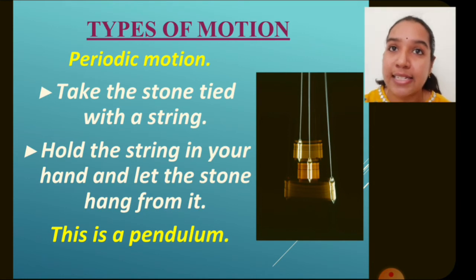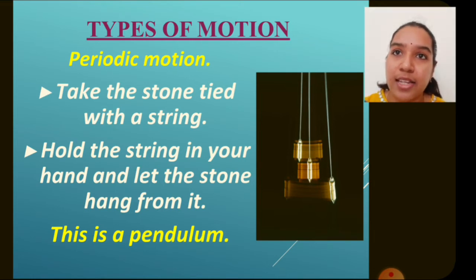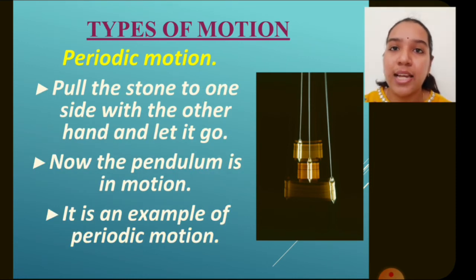If you again consider a stone tied with a small string, now instead of rotating it, hold it in your hand and let the stone hang from it. This motion is periodic motion and it is called a pendulum. Now hold the stone with another hand while holding in your hand. Now pull the stone to one extreme end and leave it. This shows the pendulum in motion, that is in periodic motion.